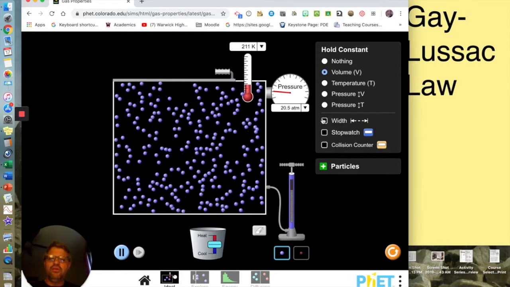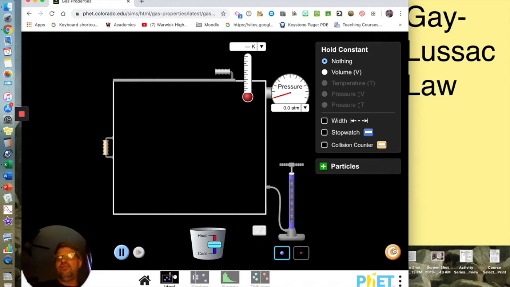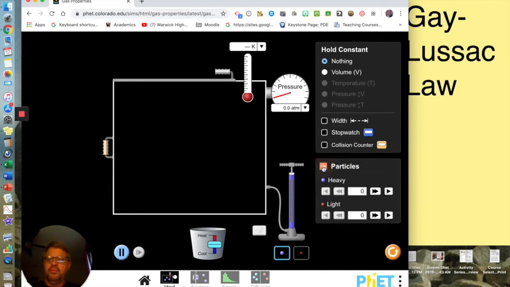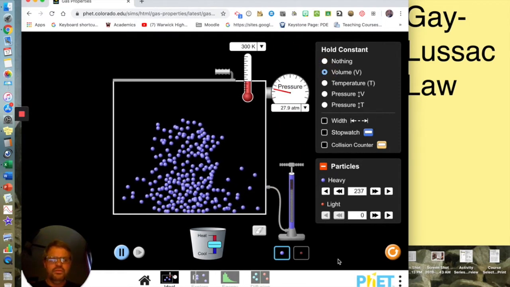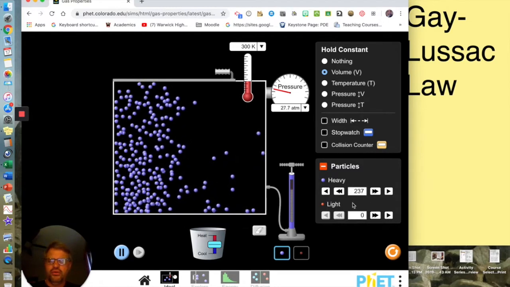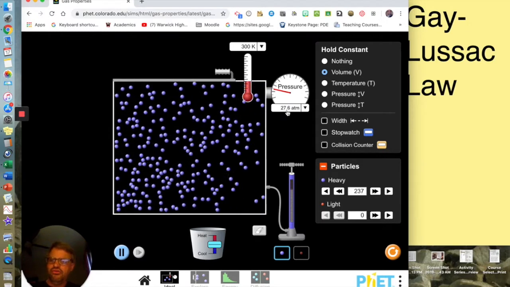Okay? The final piece you looked at, the ideal gas law, actually relates four things: volume, pressure, temperature, and now the mass of gas. Okay? And I had you use it just to look at the mass of a gas, and gases have mass just like any other matter, and the pressure. So if we add some gas here, we have 237 of the particles. You can see that right here. And the pressure is at about 27.